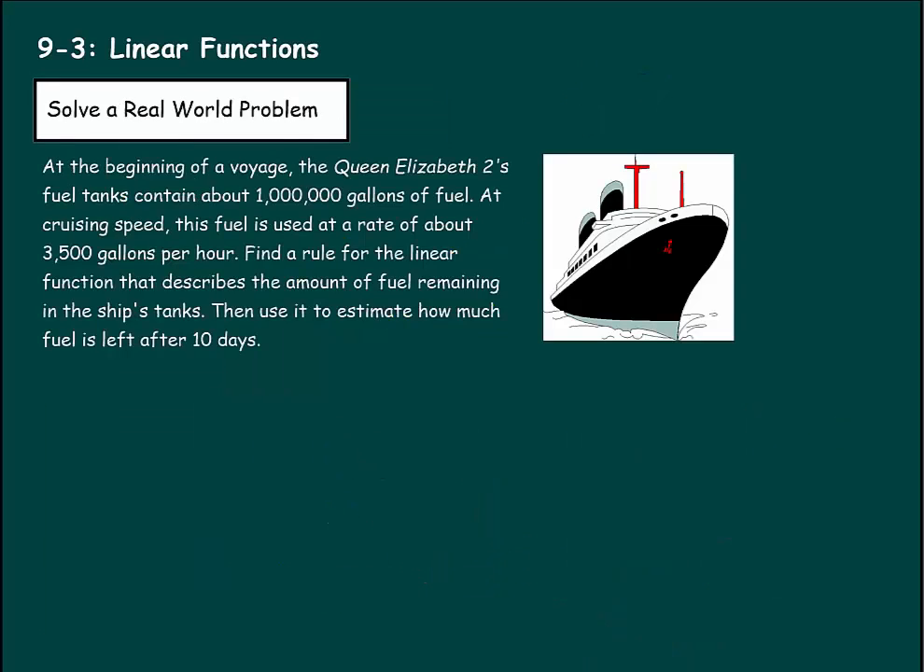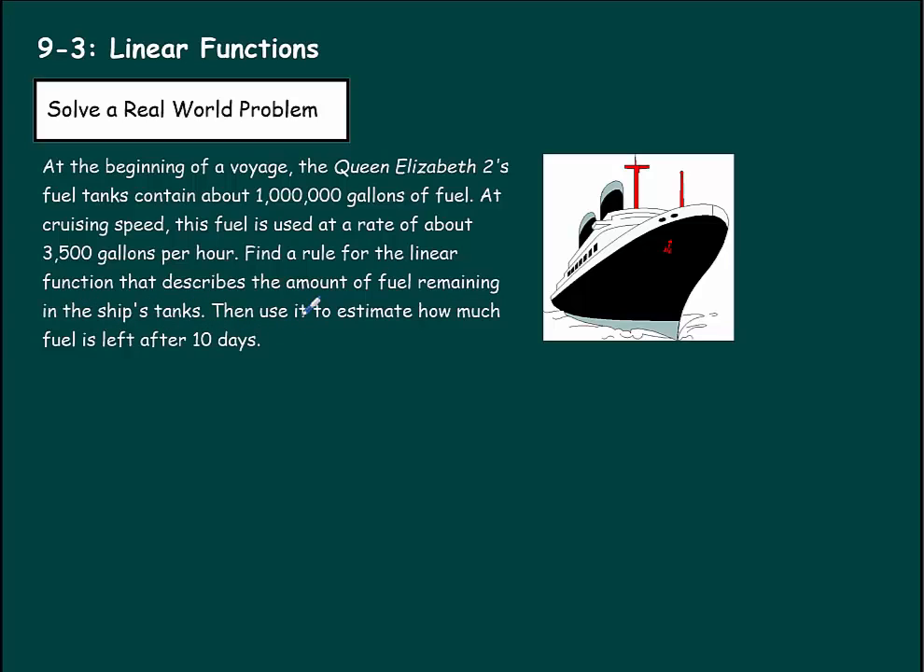Now we can solve a real-world problem. It says at the beginning of a voyage, the Queen Elizabeth II's fuel tanks contain about 1 million gallons of fuel. At cruising speed, this fuel is used at a rate of about 3,500 gallons per hour. Find a rule for the linear function that describes the amount of fuel remaining in the ship's tanks. Then use it to estimate how much fuel is left after 10 days.